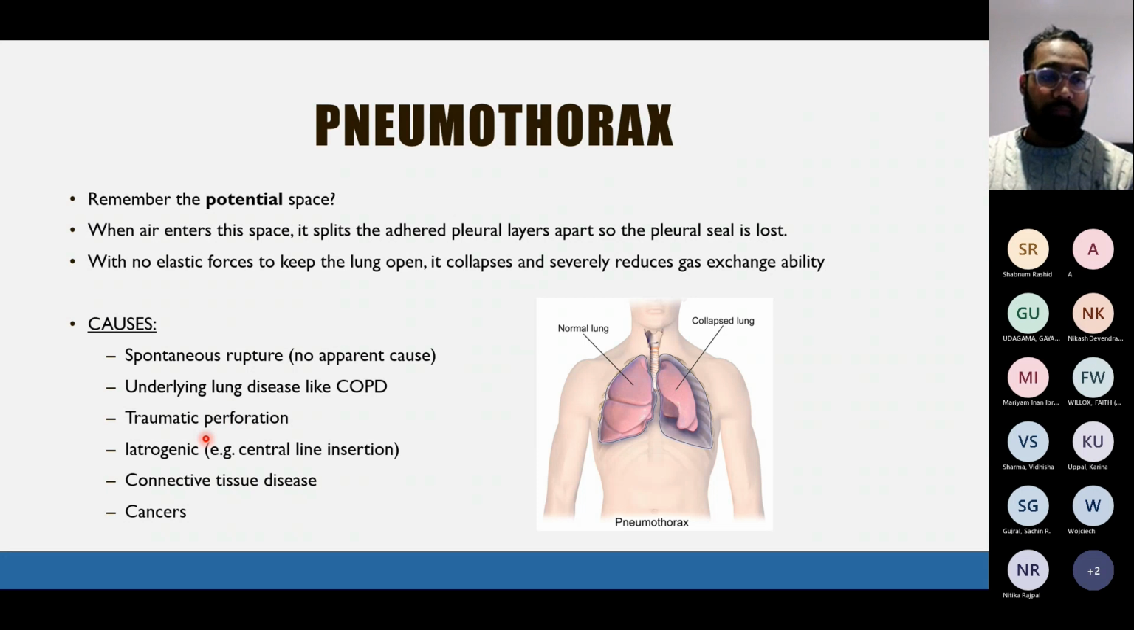And then trauma as well. And when we're doing certain medical procedures like putting in central lines, it can perforate the pleural seal. And cancers as well can literally erode into the pleural membrane, or you can get cancers within the pleural cavity, and then suddenly you get all of this air rushing in.